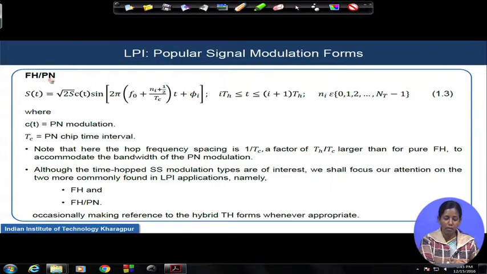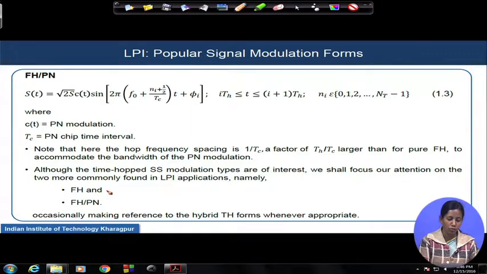When we combine two schemes, as we have discussed earlier, the spread bandwidth and hence the associated spread spectrum gain will be more for the hybrid system compared to a single kind of spread spectrum modulation. Though the time hopping spread spectrum modulation type of system is also of interest for practice, here we will mainly continue with these two modulation schemes for LPI applications. One is frequency hopping and another is frequency hopping with direct sequence spread spectrum communications.